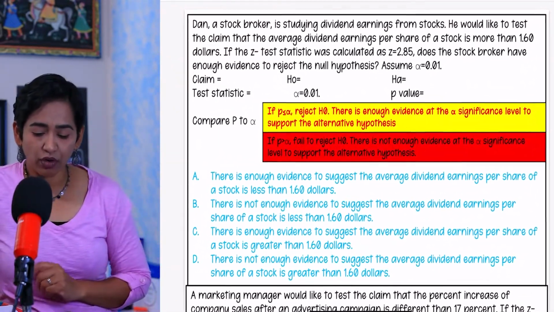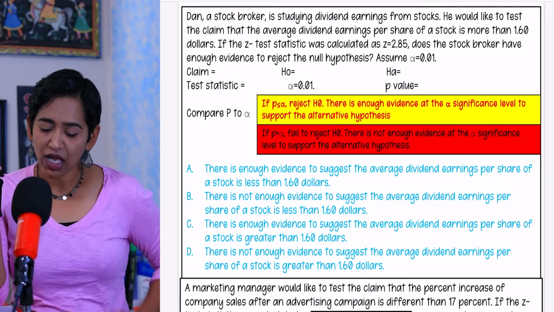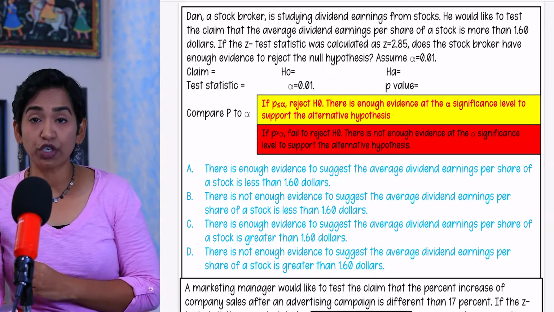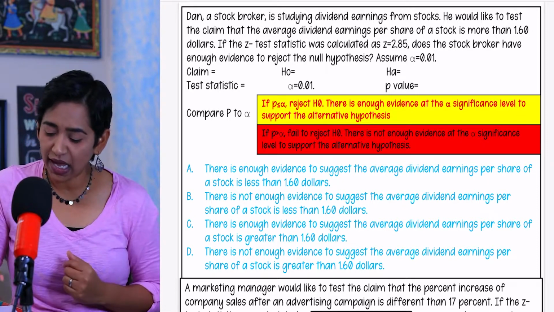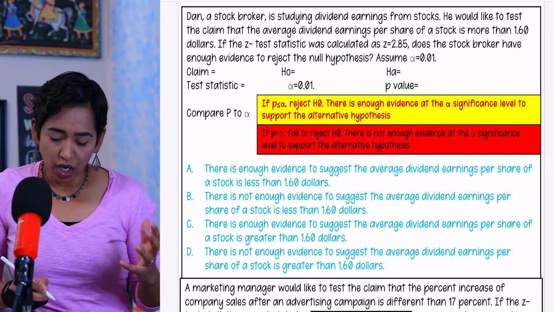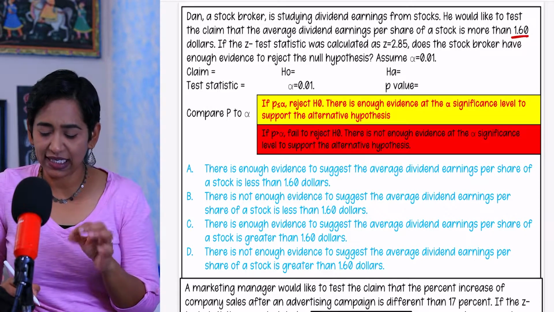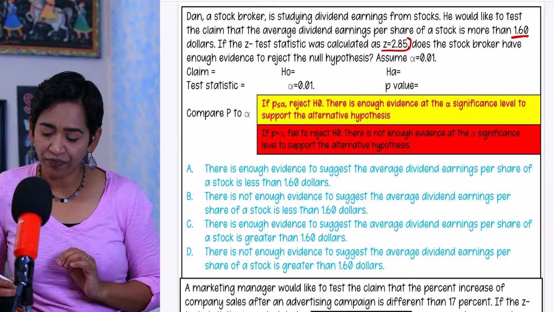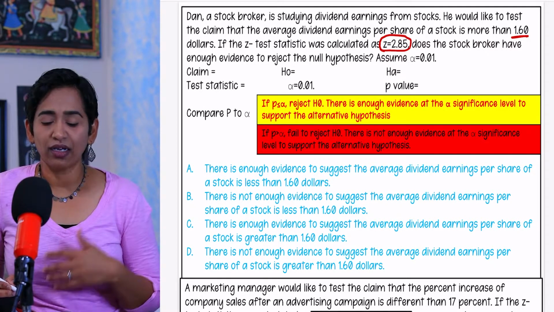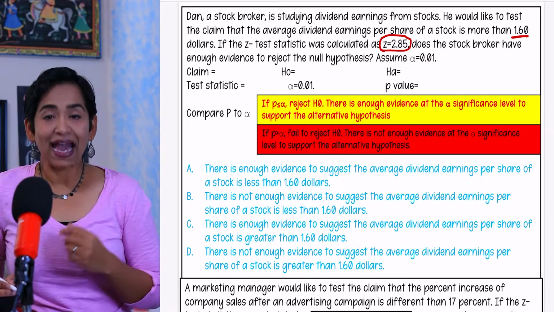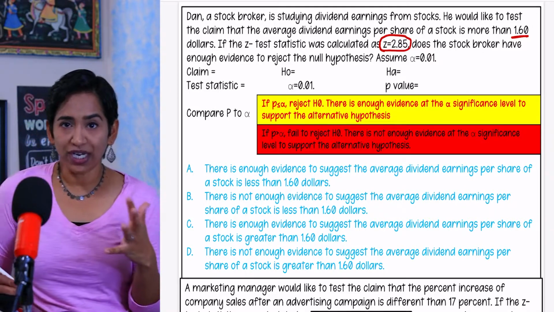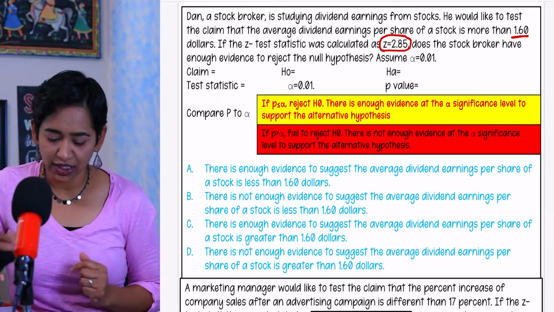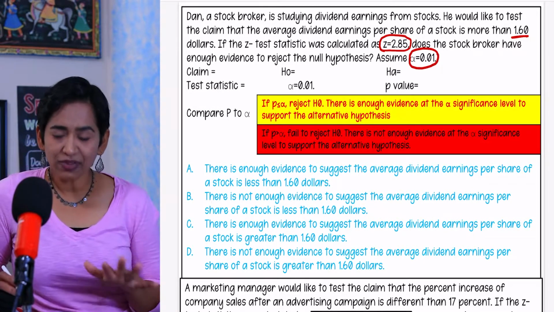Dan, a stockbroker, is studying dividend earning from stocks. He would like to test the claim that the average dividend earnings per share of a stock is more than $1.6. The Z test statistic was calculated, so I do have my test statistic, which is 2.85. Does the stockbroker have enough evidence to reject the null hypothesis? Assume alpha is 0.01.